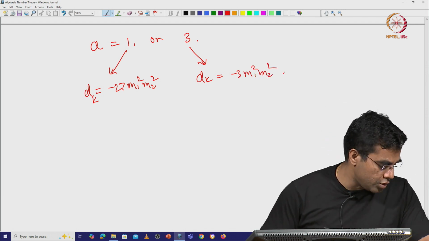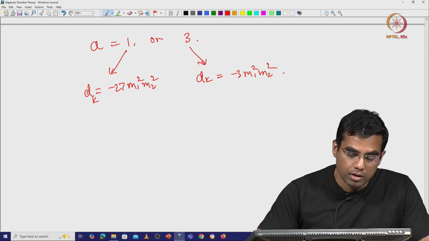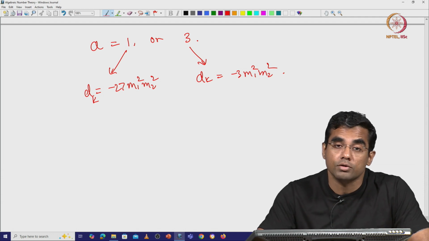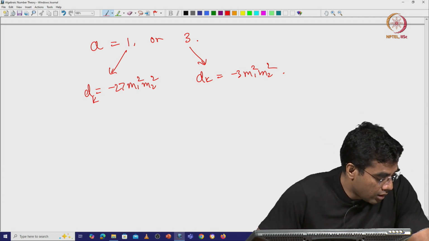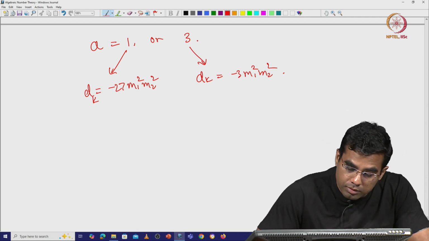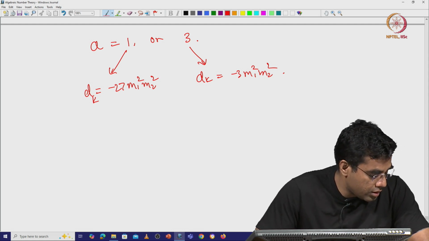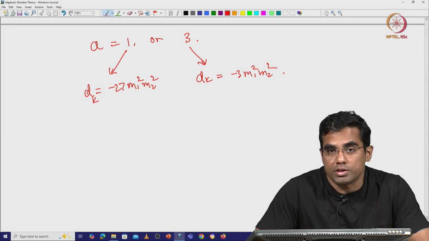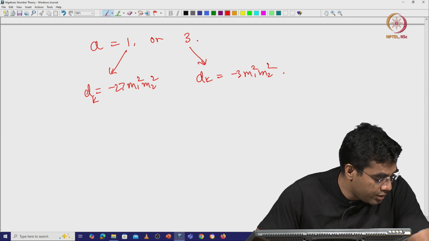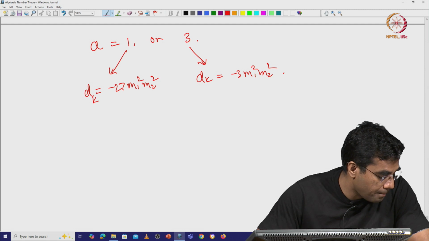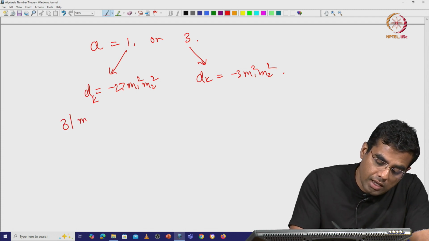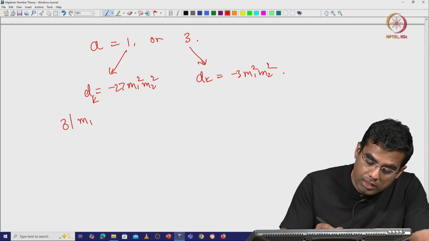So, we have to find out which of these two cases we are in, depending on a congruence between m1 and m2 modulo 9, right. That is what the theorem tells us. And so, we have ignored the prime 3 up to this point. So, we have to consider the prime 3, right. So, again we are going to take two cases. So, let us say 3 divides m1 for the sake of concreteness.